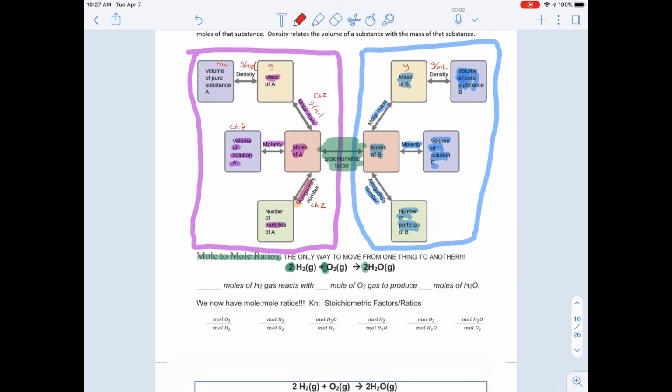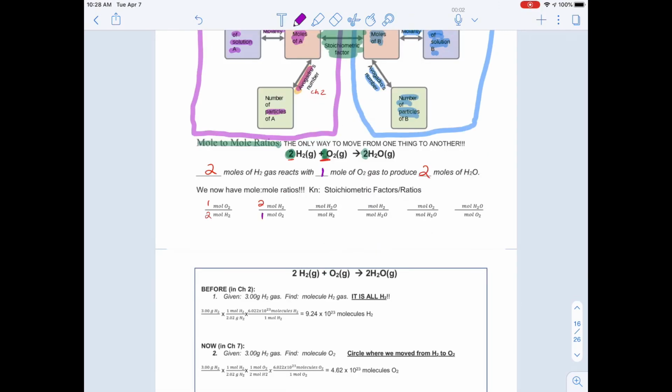So as a review, from this reaction, 2 moles of hydrogen gas reacts with 1 mole of oxygen gas to produce 2 moles of water. Now, if we look at this carefully, again, this is re-emphasizing these ratios. So I can say that this is 2 to 1 or 1 to 2. I can say that I have 2 moles of hydrogen and 2 moles of water.